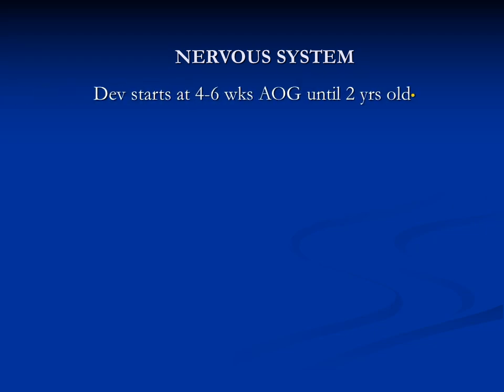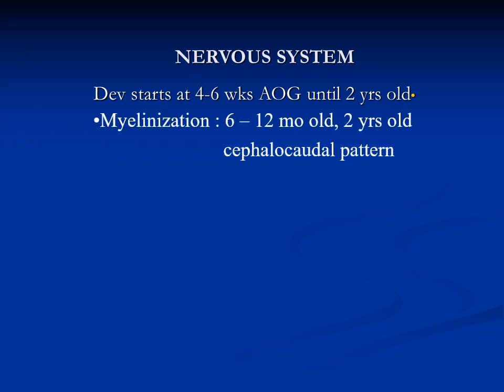The development of the brain and spinal cord starts at 4 to 6 weeks age of gestation until 2 years old, while myelinization occurs at 6 to 12 months until 2 years of age, and it proceeds in cephalocaudal pattern. This explains the child's pattern of growth from head to toe direction, proximo-distal, and general to specific.